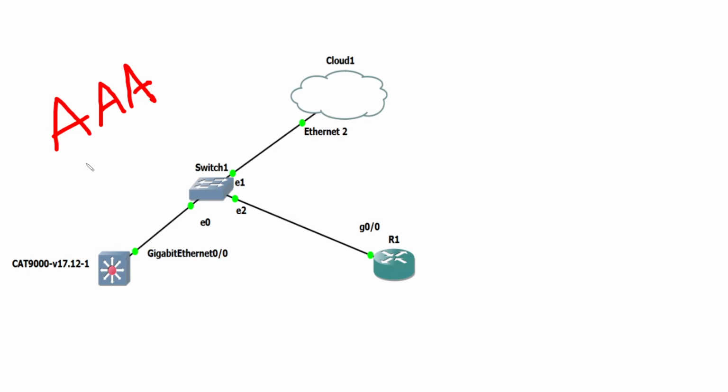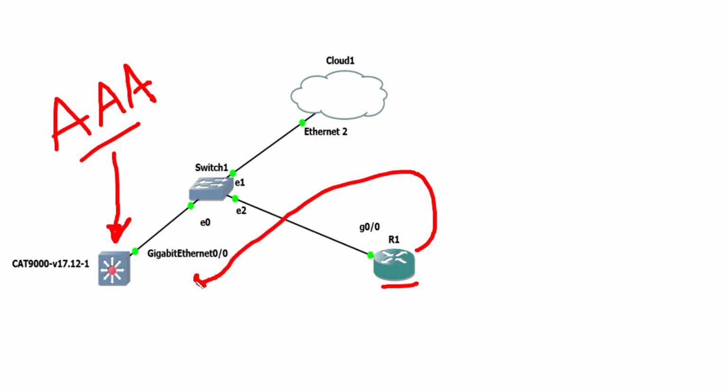This is our setup for our AAA lab. We are going to configure AAA here in this Catalyst 9000. We are going to use this other device in order to connect remotely to the Catalyst 9000, so we will be able to test how VTYs behave with different AAA configurations.